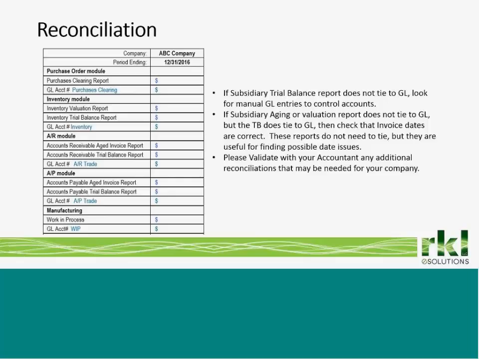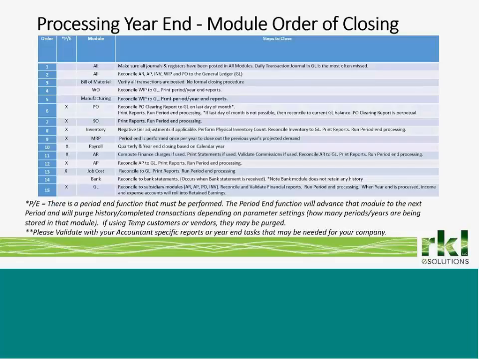So this is a list of the recommended reconciliations that you should do every single month, but specifically at year end. You also want to validate with your accountant if there are any additional reconciliations that may be needed for your company. If I go back to my checklist, this was number 2, that I'm going to reconcile everything to the general ledger. And then as I go through the modules, some of the modules have a period end routine and some don't. So bill of materials, there is no actual period end function.